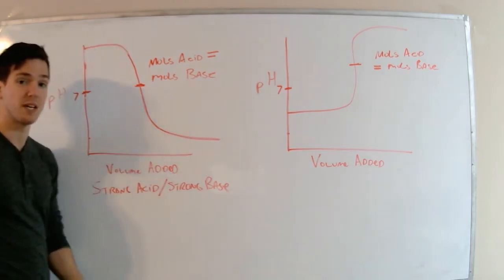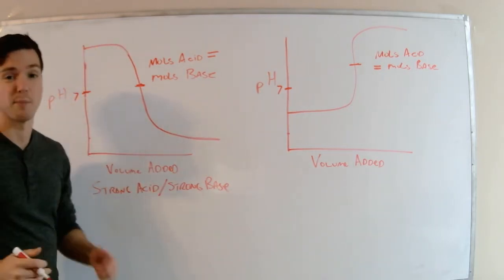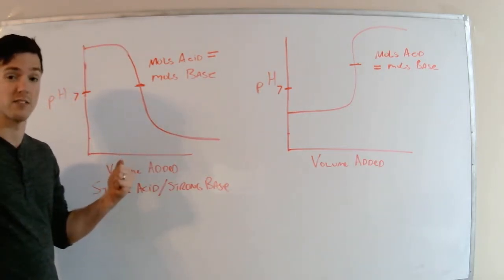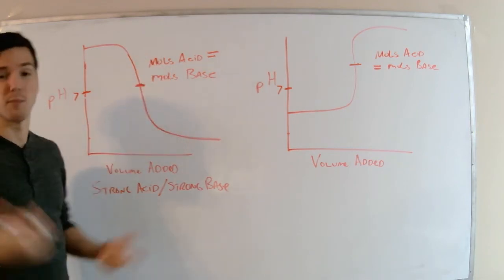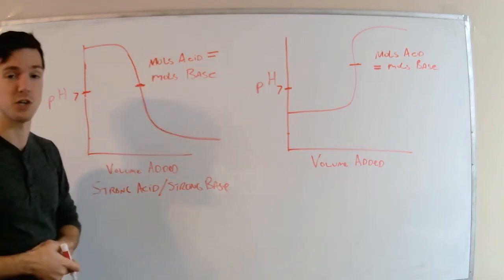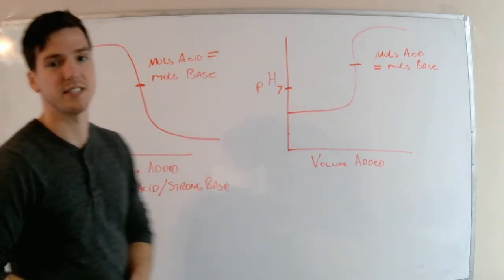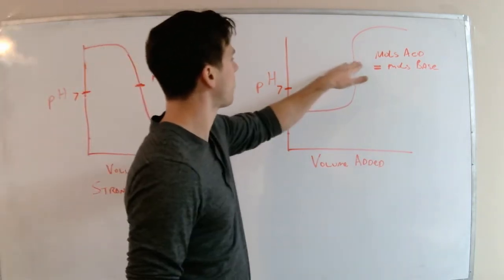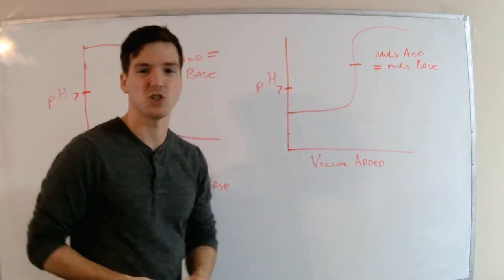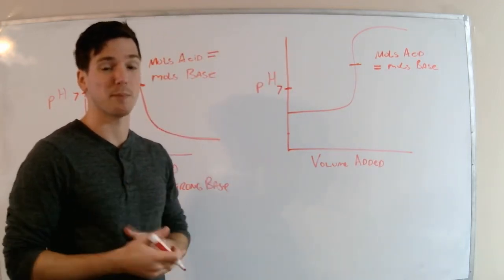The reason is because our equivalence point is at a pH of 7. Those two strong acids and bases neutralized each other out when their moles of acid and moles of base equal each other. Let's move on to this one down here. This one's a little bit different. Here at our equivalence point, we're above a pH of 7, so we have a higher pH there.